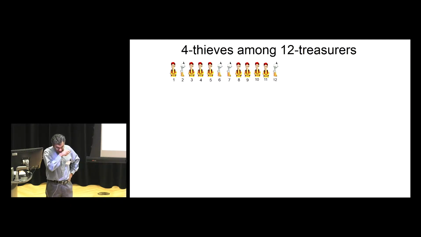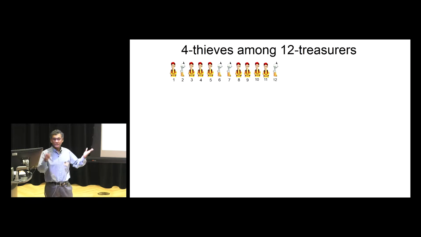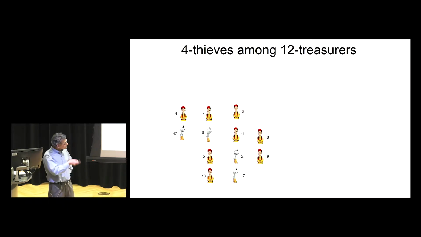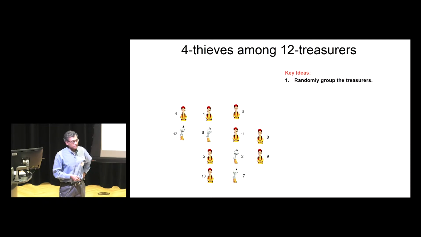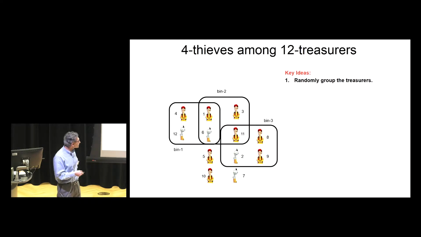But life is not so easy. There's not just one thief. You can have 4 thieves, and you might have 12 treasurers who are keeping the coins. What do you do then? Well, here are your treasurers. Key ideas are you randomly group the treasurers. That's 1 bin, 2nd bin, 3rd bin, 4th bin.